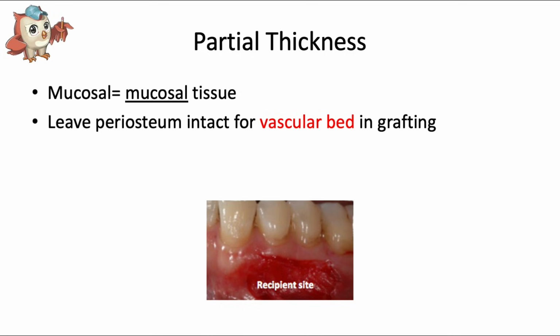Partial thickness. So the partial thickness flap is also called a split thickness flap or a mucosal flap, and this is where only the mucosal tissue is raised within the flap itself. So the epithelium and a layer of underlying connective tissue is reflected, leaving the vascular periosteum intact. And this provides a vascular bed for a grafting recipient site, which we'll talk more about later in the video.